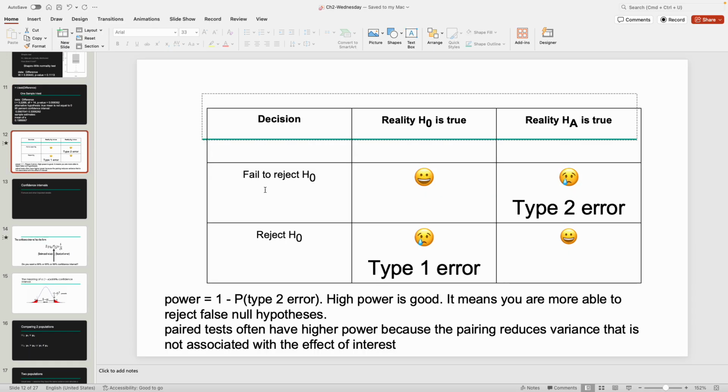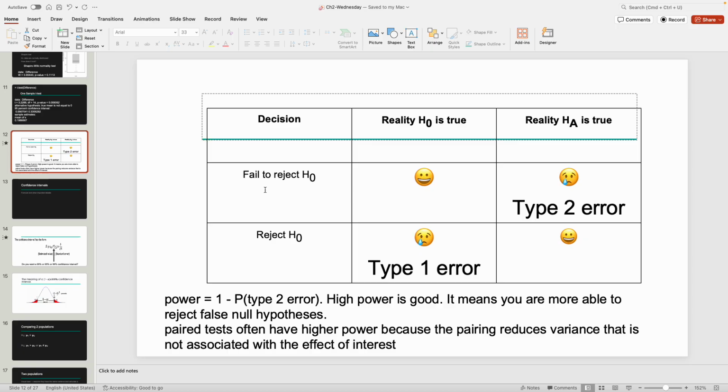Okay, when we run these tests, we're going to get various different errors we could make. One error is called a type 1 error, and that means that we reject the null hypothesis when the null is actually a true value. Another form of error is called a type 2 error, meaning that we fail to reject the null hypothesis when the alternative is true. A type 2 error would mean that the test cannot differentiate between the null and the alternative hypothesis.